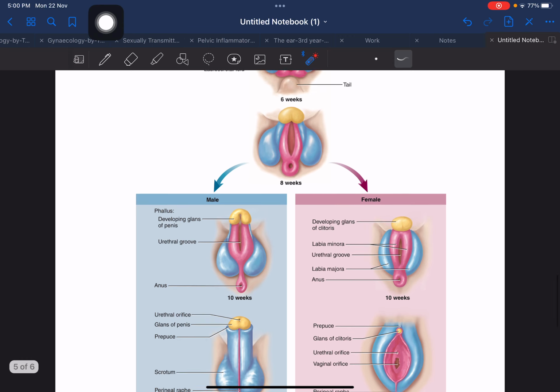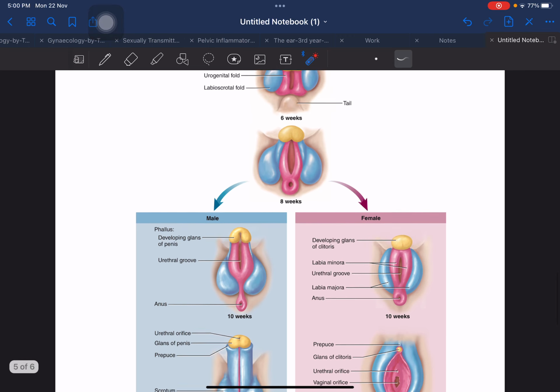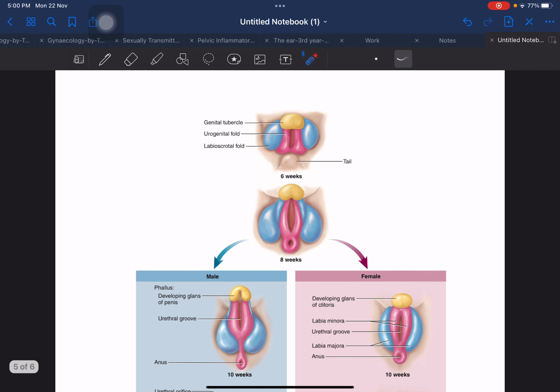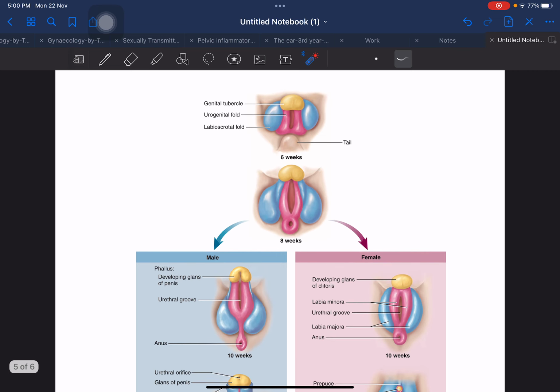So let's just mention this. Excess androgens, for example excess testosterone in the female, will cause the clitoris to elongate and enlarge and appear like a penis.